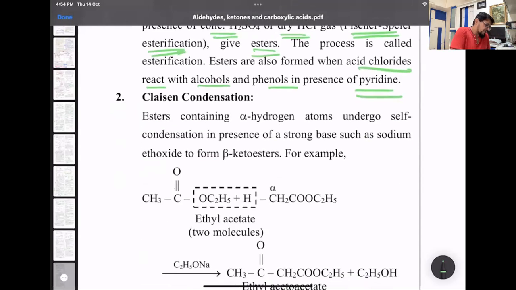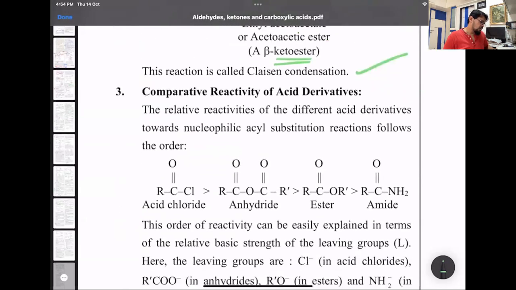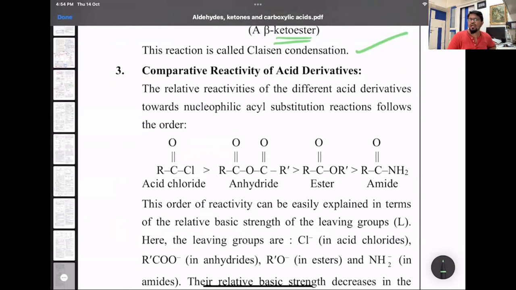Claisen condensation, this is again an extra point. Esters containing alpha H undergo self-condensation in presence of a strong base such as sodium ethoxide to give you beta keto esters. So look at that. CH3COOC2H5. So that's the alpha H next to the carbonyl. So 2 moles of ethyl acetate combine. There is removal of ethanol. You get a compound ethyl acetoacetate, a beta keto ester. That's Claisen condensation. It's an extra point. Don't budge on that. Then comparative reactivity wise, this is an important point towards nucleophilic substitution.